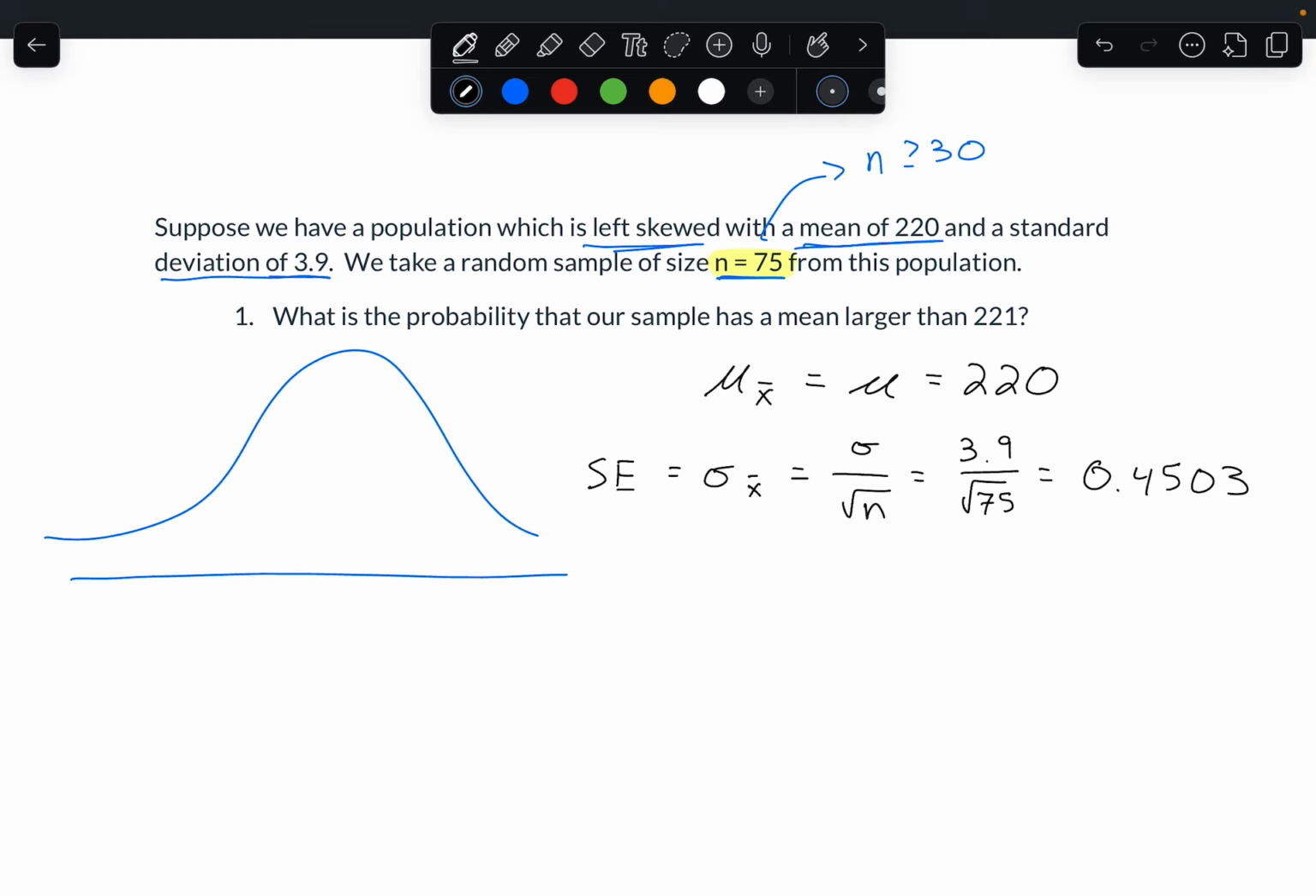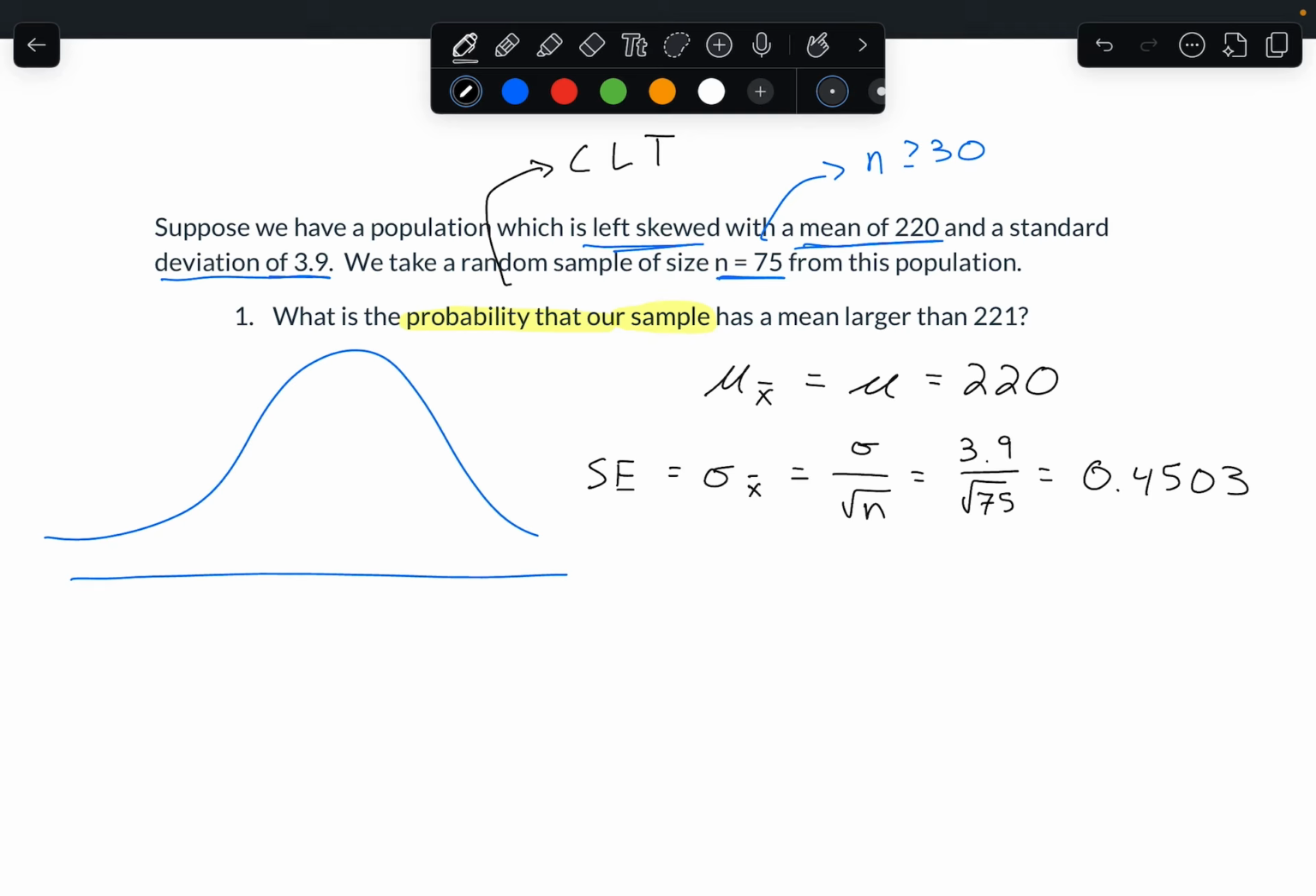So we've got our mean and our standard deviation, and I skipped over this. I didn't actually look at the question, which is kind of important. It says, what is the probability that our sample mean is larger than 221? We want to know the probability that our sample mean is larger than 221. If we are talking about the probability of a mean of a sample, that means the central limit theorem for means kicks in.